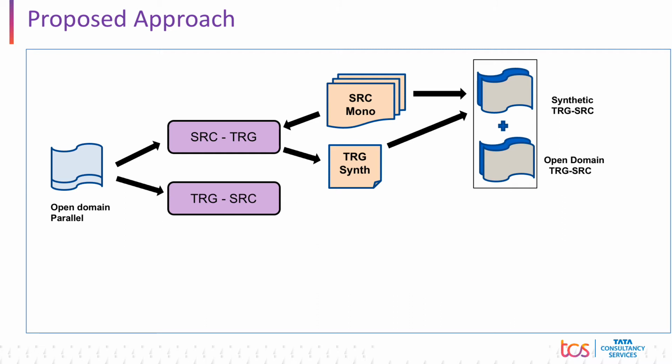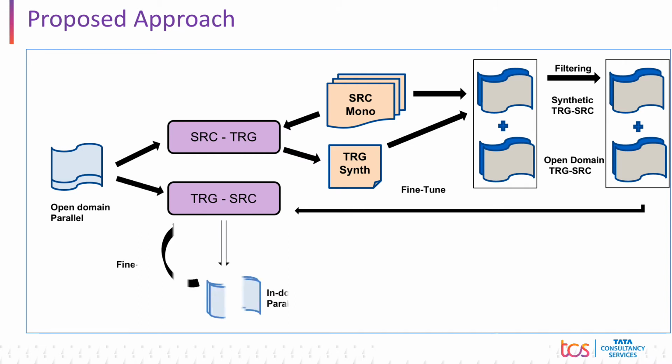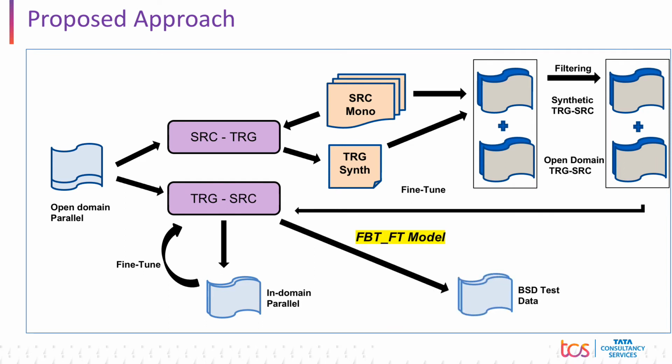In the third approach, we filtered the noisy pseudo sentence pairs using a filtering technique. Then we again collected an equal amount of open domain data, merged this data, and fine-tuned our target to source model. Then we fine-tuned this model again on the available BSD data and translated the BSD test data. This was our third approach, known as the filtered back translated fine-tuned model.